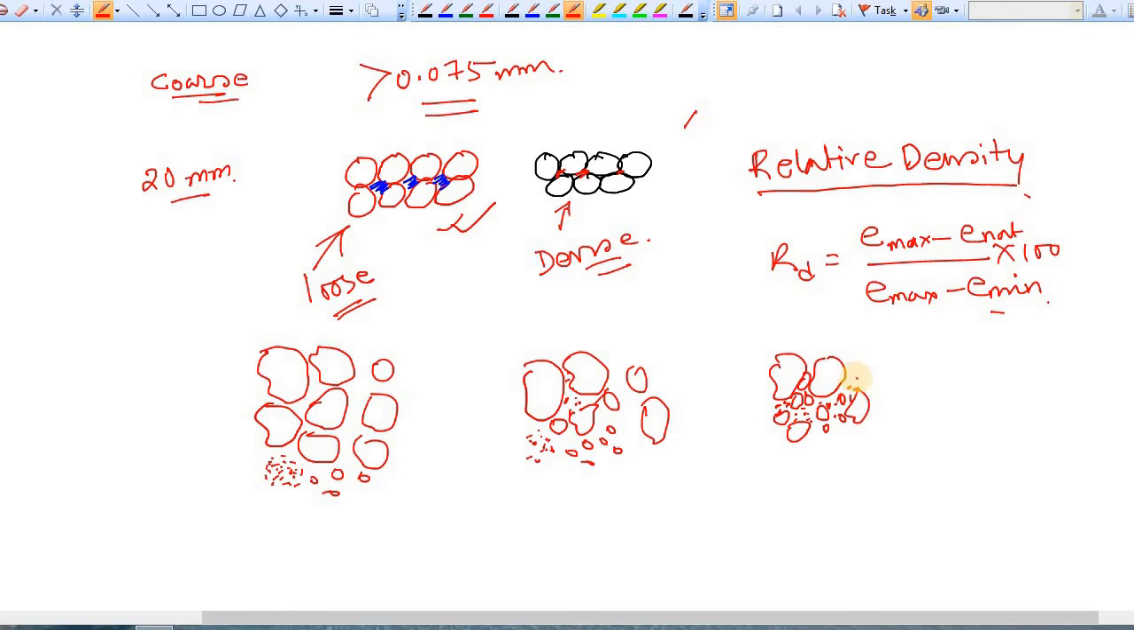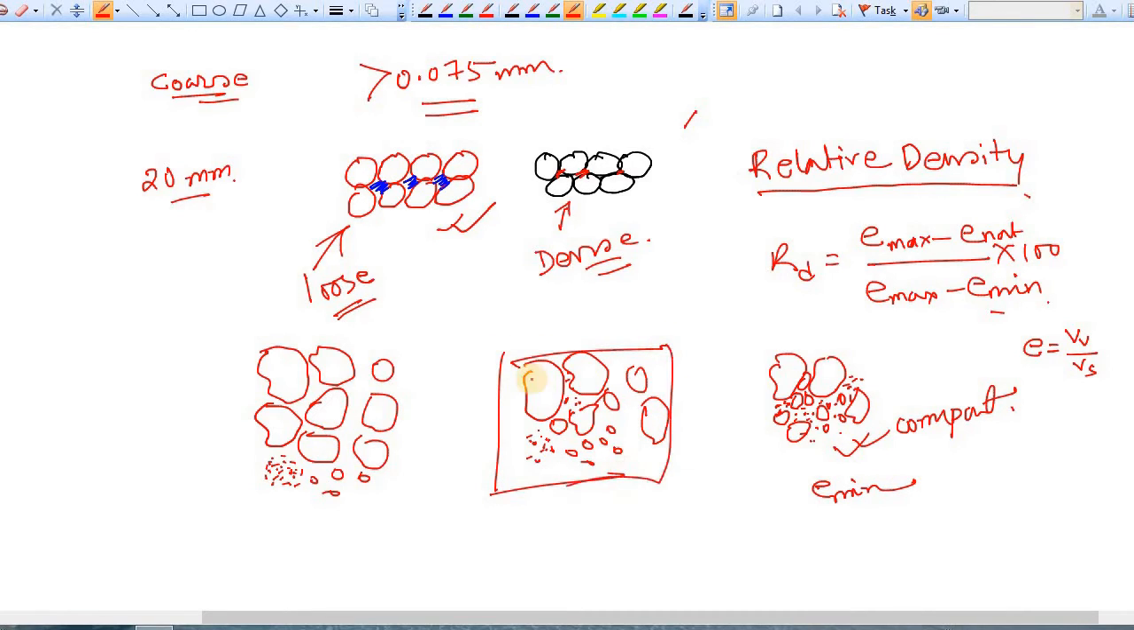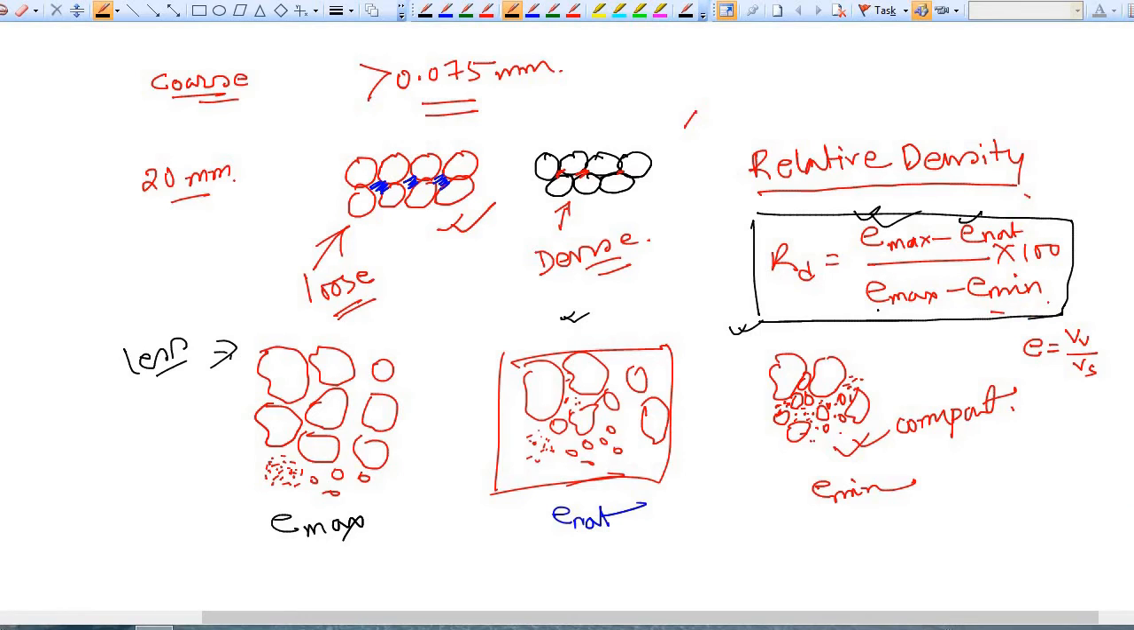So which is the most compact soil? Obviously this is the most compact. Most compact means the void ratio, you have already learned what is void ratio, that is volume of void to the volume of solid, is minimum here, and this is the natural condition. So in this natural condition the void ratio is expressed by e natural or e net. And here this is the loosest state, where the void ratio is maximum and compactness is less compared to all these three states, expressed by e max. So by e max minus e net divided by e max minus e min times 100, you can find the relative density of your soil.